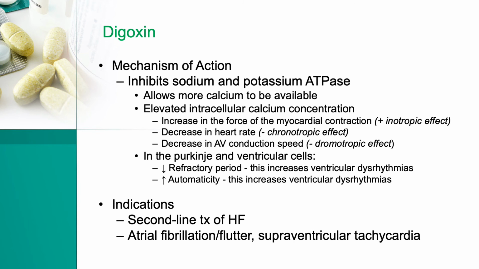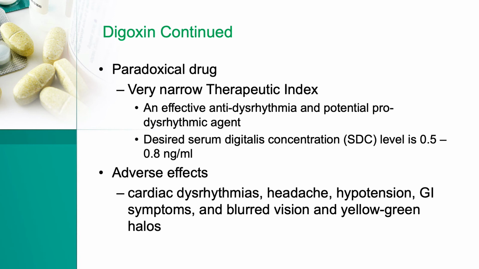Digoxin now is a second-line treatment for heart failure. It's also used to treat atrial fibrillation and flutter and supraventricular tachycardia. Digoxin is a paradoxical drug due to its very narrow therapeutic index. It is an effective anti-dysrhythmic and also a potential pro-dysrhythmic agent.